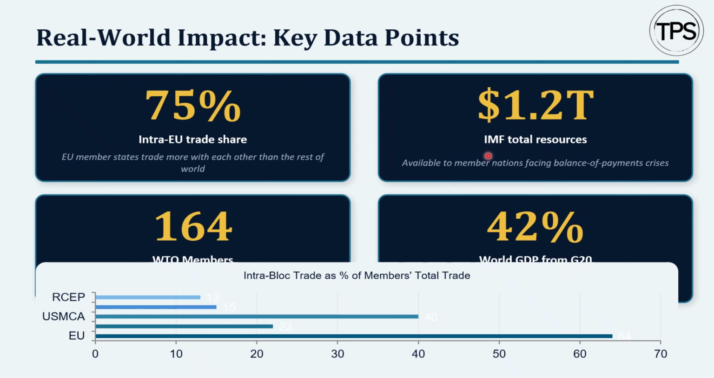Now the total amount is $1.2 trillion. That is the IMF's total resources available to member nations facing balance of payment crises. There are 164 world trade members, and 42% of world GDP comes from the G20.